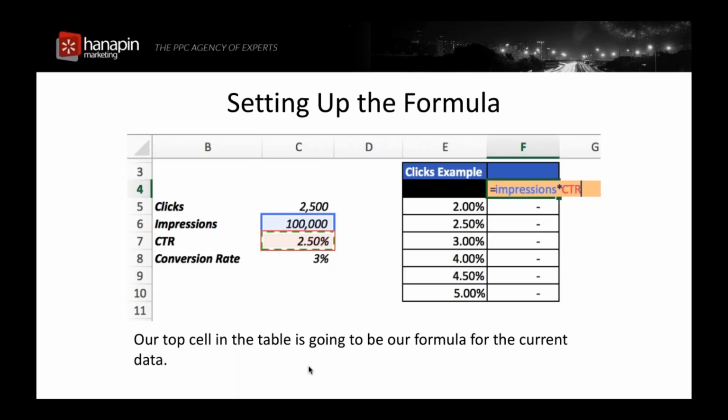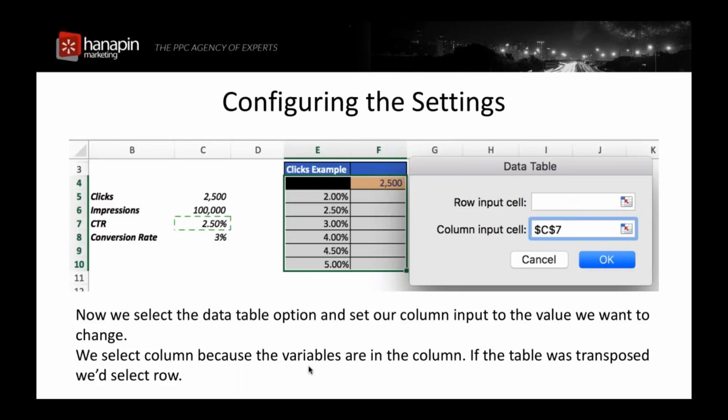All right, so when you're setting up the formula, we know the calculation for clicks. At least in this case, with the numbers we have, we can find it by impressions times click-through rate. And towards the top of our table, above the column where we're going to put our output, we're going to put the formula we want to use.